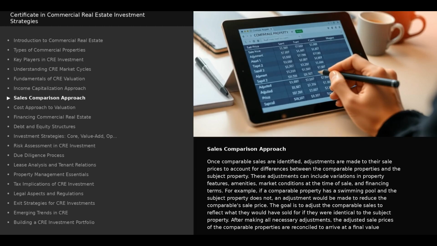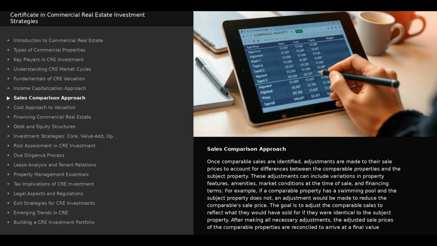Once comparable sales are identified, adjustments are made to their sale prices to account for differences between the comparable properties and the subject property. These adjustments can include variations in property features, amenities, market conditions at the time of sale, and financing terms. For example, if a comparable property has a swimming pool and the subject property does not, an adjustment would be made to reduce the comparable's sale price.